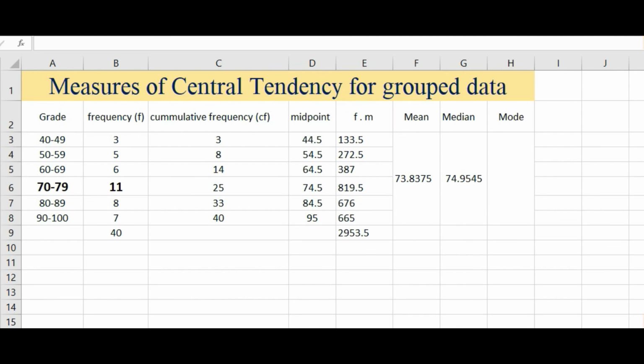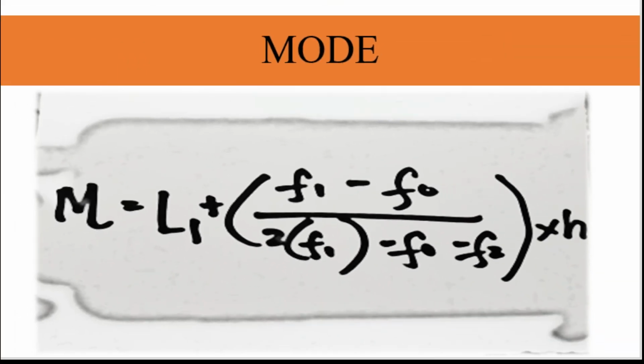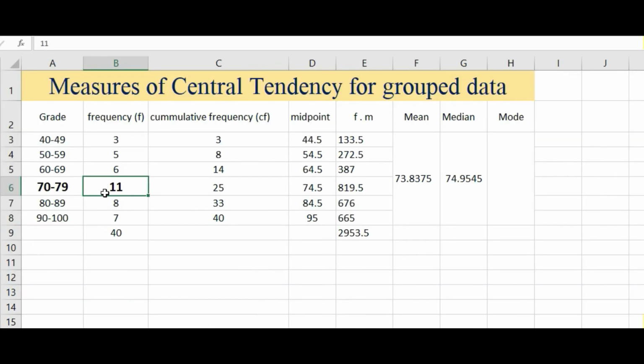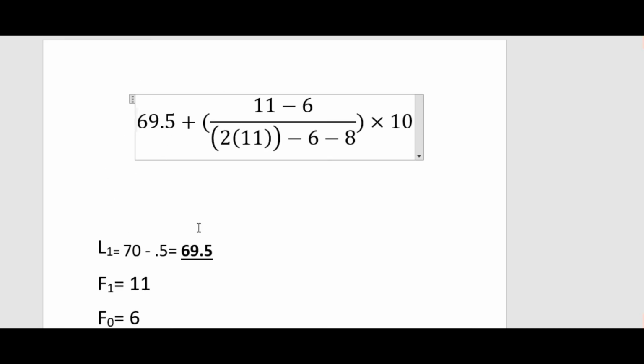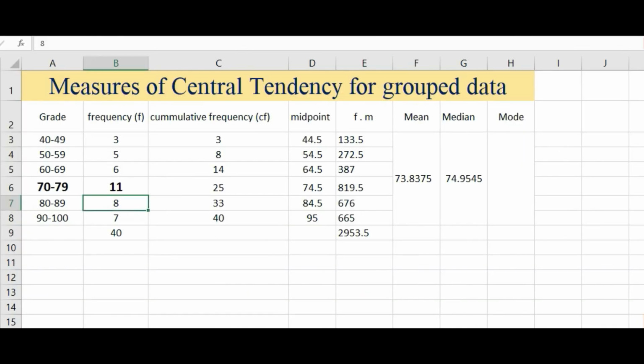Last but not the least is our mode. Have you remembered the formula for the mode? If you don't, this is the formula for the mode. Let's identify first the given. 75.75. So let's put the details here. The answer will be 75.75.